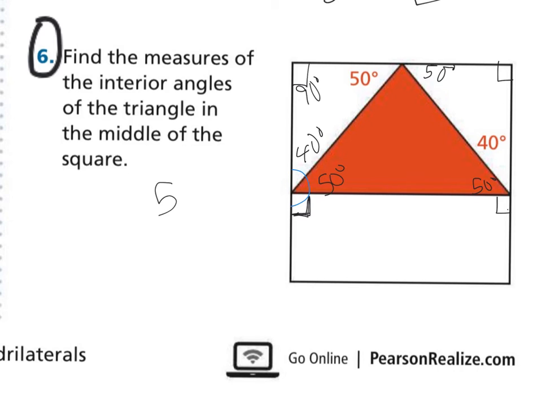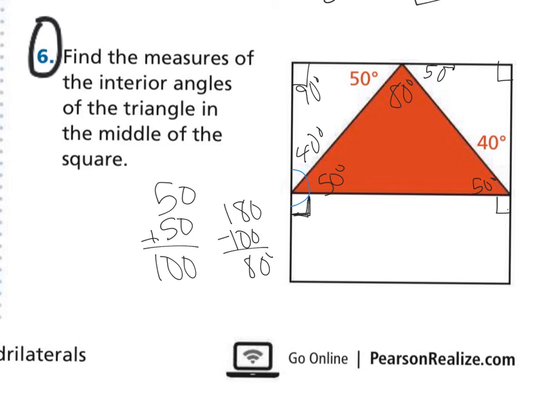Now we know two of our angles in our triangle. Or you could look at the top. There's three angles there that add up to 180. Whichever way you do that, we've got 100 degrees used up, 180 degrees total. So that leaves 80 degrees for our angle at the top of our triangle.